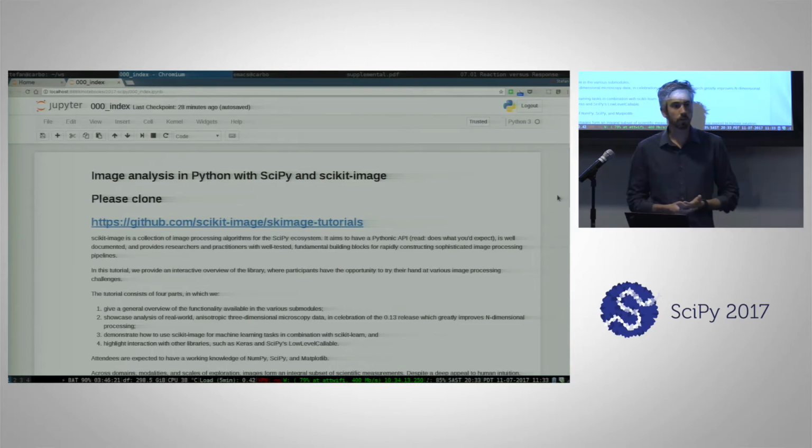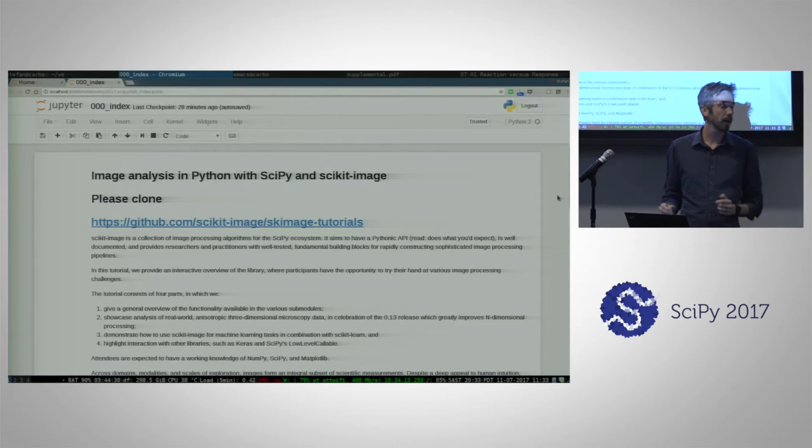The tutorial this afternoon will be presented by myself, by Claire McQuinn in the back, and by Emmanuelle, who's a core contributor to scikit-image.